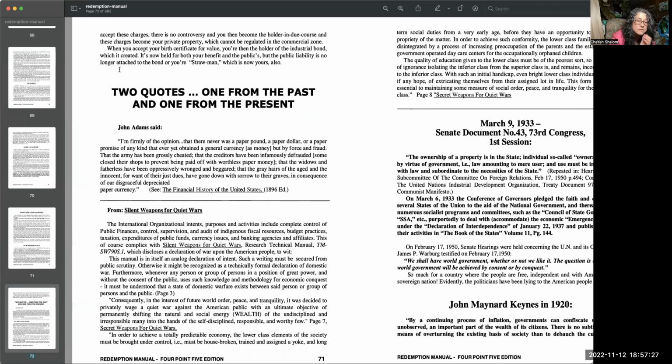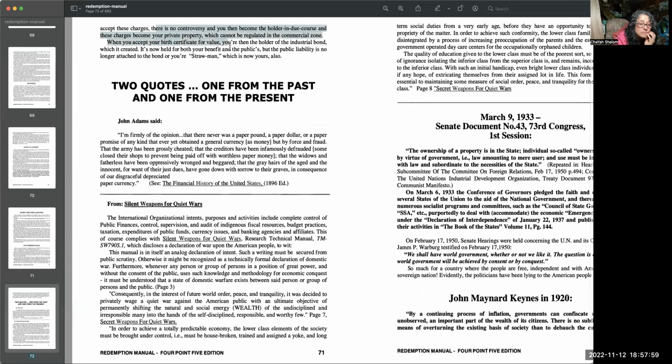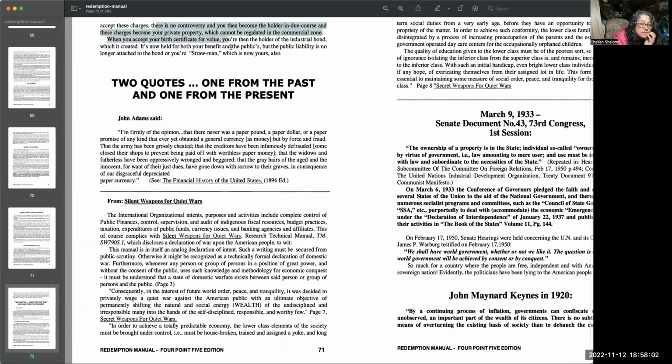Accept these charges. There is no controversy. And you then become the holder in due course. Oh, did it because it got transferred? Maybe. Reassigned. And these charges become your private property, which cannot be regulated in the commercial zone. Oh, interesting.